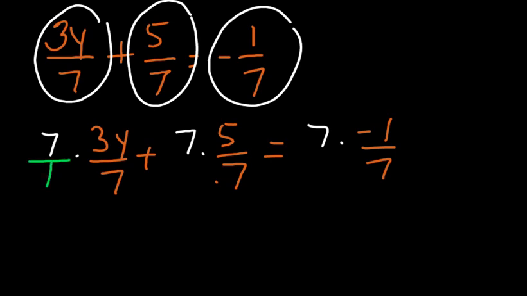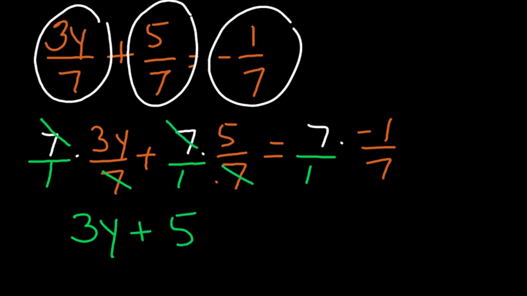We're going to put our 7's over 1's because we're multiplying fractions, and then a beautiful thing happens. That canceled. That leaves me with 3y. This canceled. That leaves me with plus 5 equals. That canceled. That leaves me with -1. So now I have a normal problem that I know how to solve. We're going to go ahead and solve it.